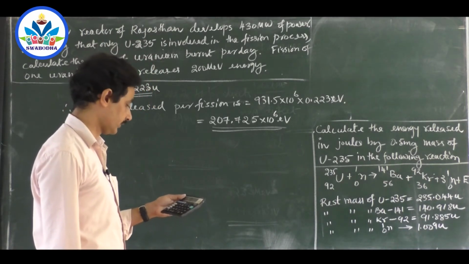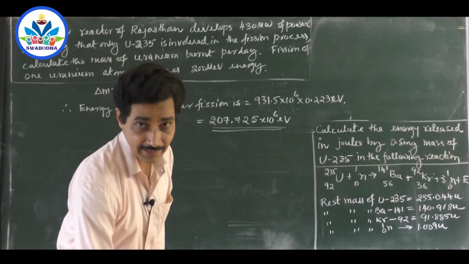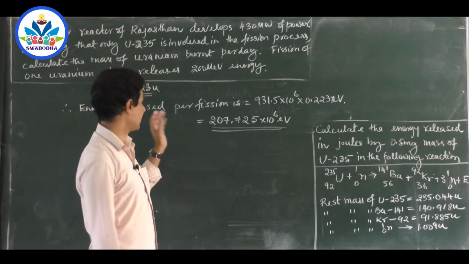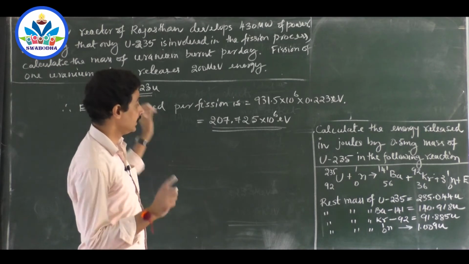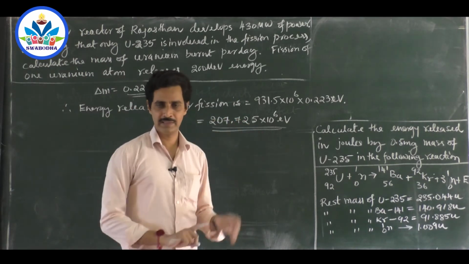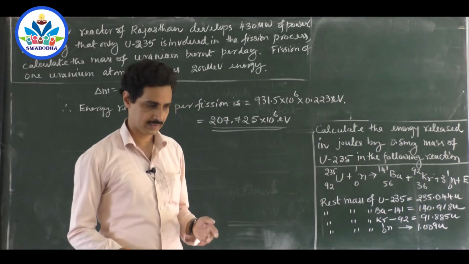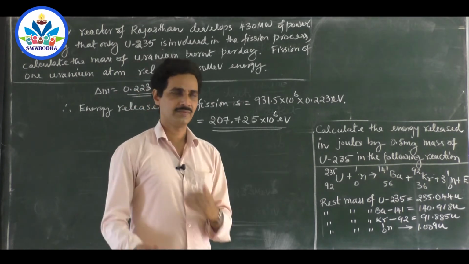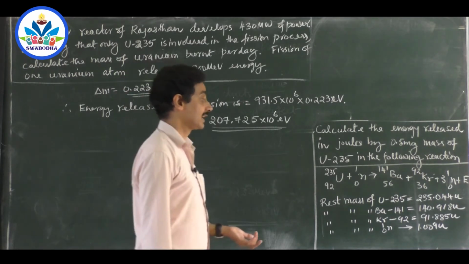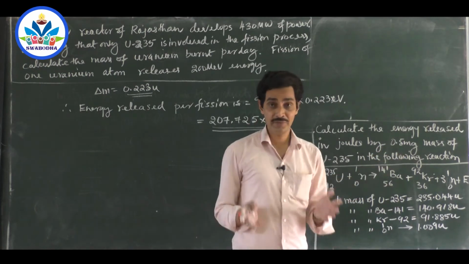207.725. This is the energy released in one fission. I have converted the mass defect of one fission into energy of one fission just by multiplying it by 931.5 million electron volt, because one fission yields so much energy. Now how many fissions can occur? Because we have 0.5 milligram of uranium.